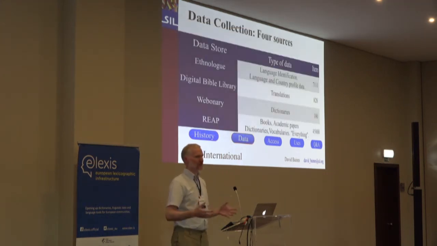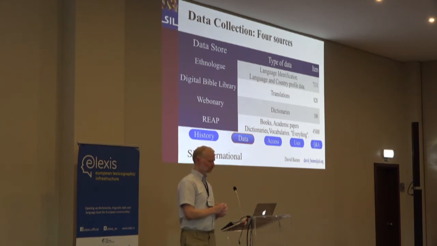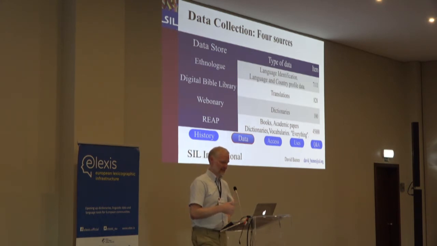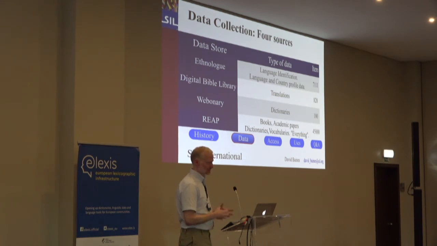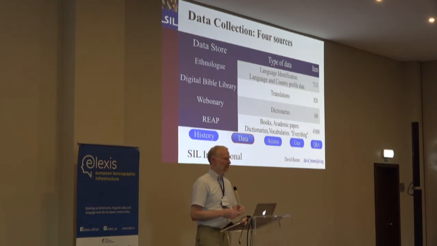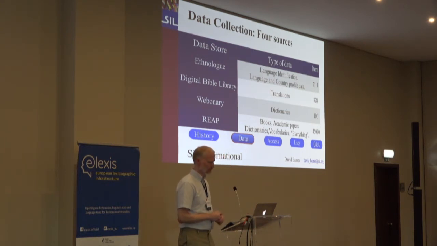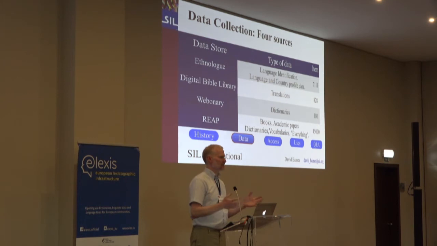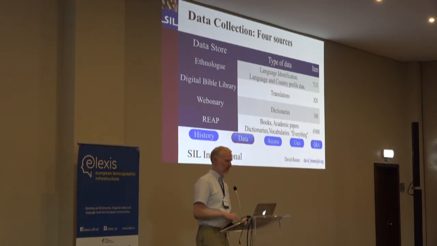So there are 4 sources of data I'm going to discuss. I'm looking at the sources because the source determines how you can access the data and largely determines what's in it as well. The first one is the Ethnologue, which has language identification data and country profile information. The second is the Digital Bible Library. It's not SIL, it's another organization. But we submit our Bible translations or New Testament translations to the Digital Bible Library. And from the Digital Bible Library, you can get them on YouVersion, the app on your iPad or tablet or phone.